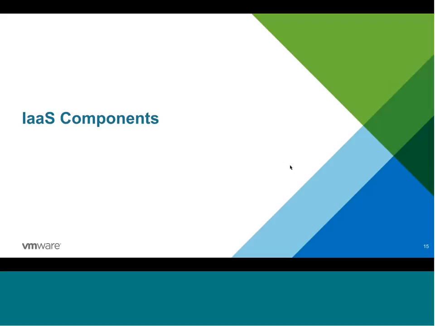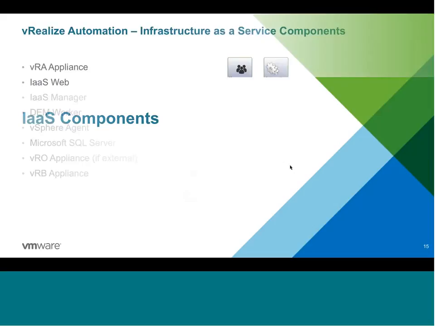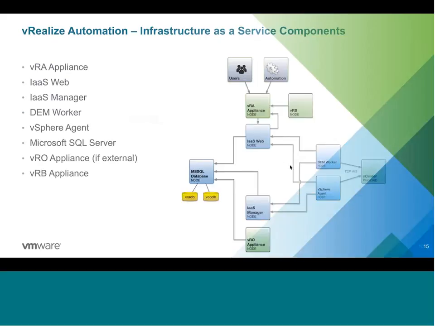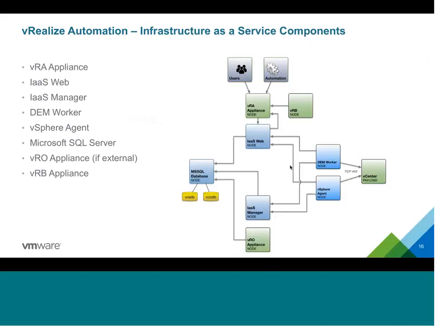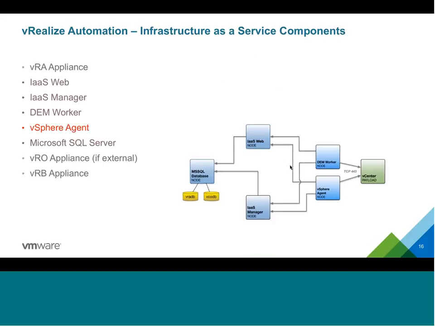Next comes the IaaS component. The IaaS component typically has your IaaS web server, the manager, the DEM worker, the proxy agent or agent services, and then the vRA appliance, if it's external. These are all part of the infrastructure as a service component. As I said, the web, manager, worker, proxy agent, and SQL server are the components you need to build the IaaS portion.